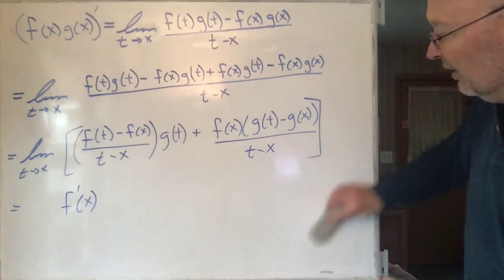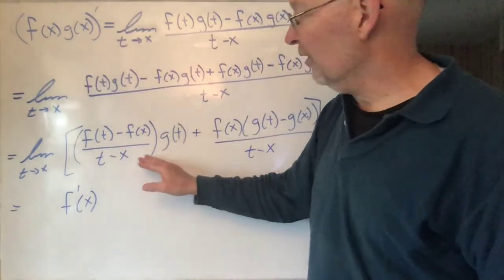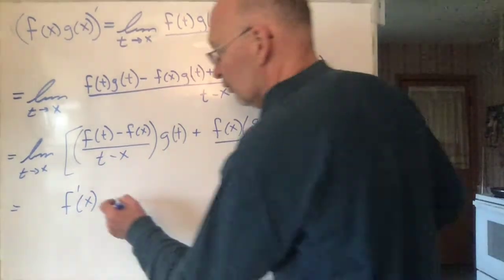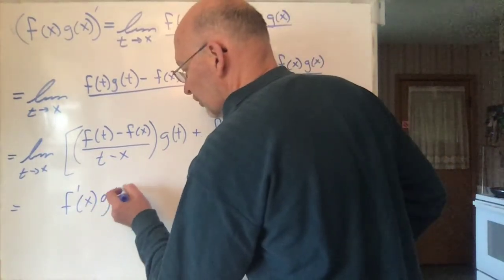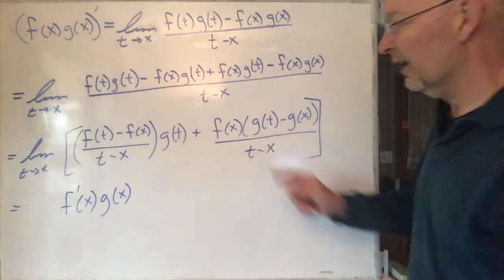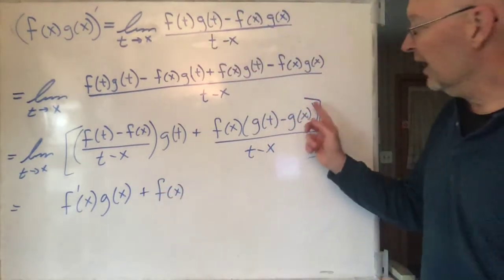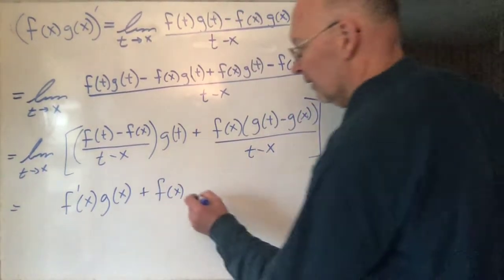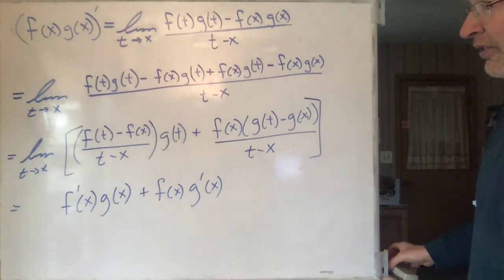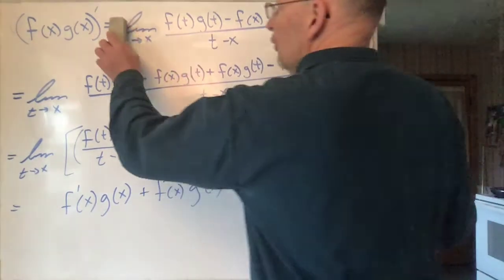So in other words, since this thing does have a derivative, it is continuous, and to be continuous means that as t approaches x, this thing approaches g of x. So that just goes to g of x right there. Now we can do the same thing here. Here we have f of x, and here we have the derivative of g right there. So there is the answer. There is the formula for the derivative of the product of two functions.